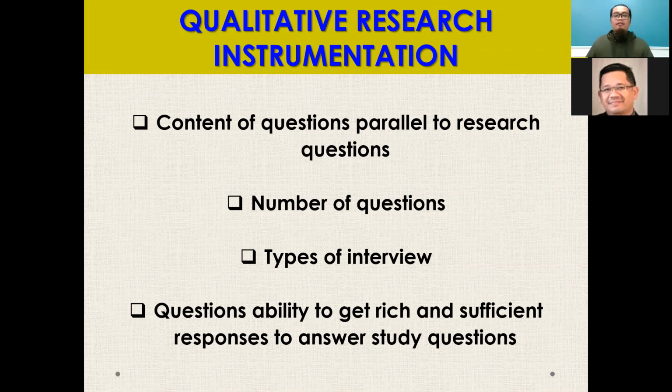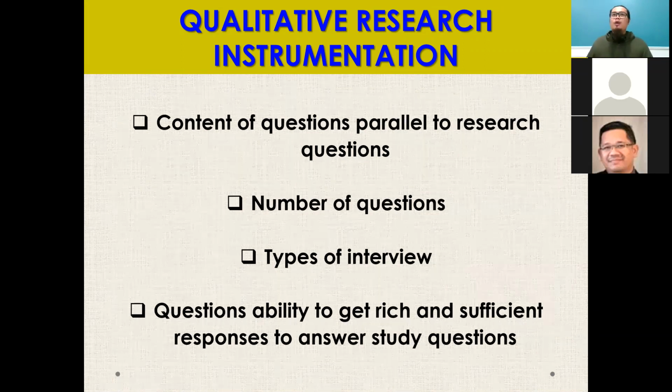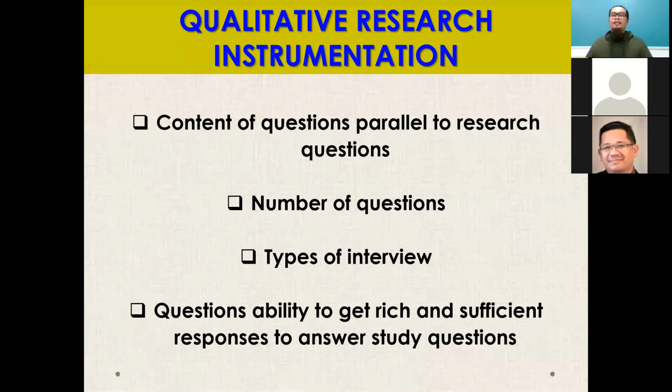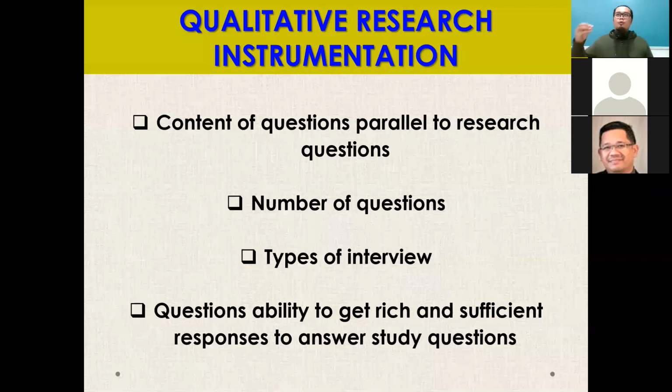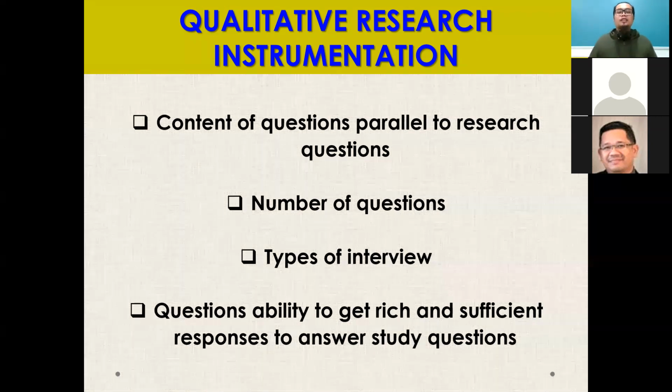Question ability to get rich responses. This is a benefit when you use qualitative methods. For example, when using interviews as the instrument, you can get rich and sufficient responses to answer the study question. So in this method, we can also check the question's ability to get rich and sufficient responses to answer the study question.